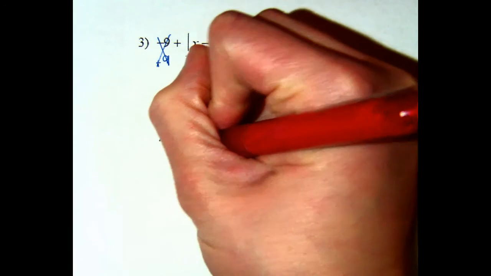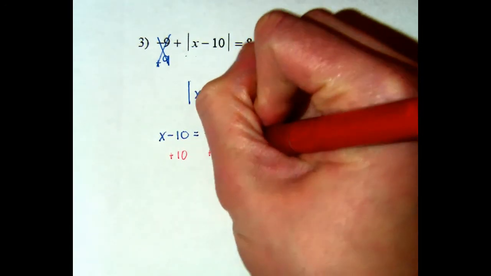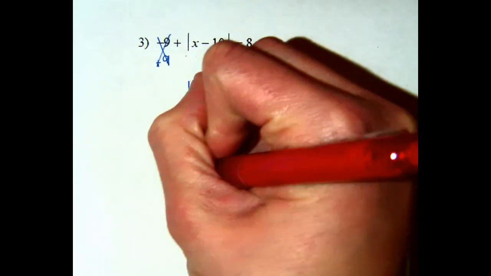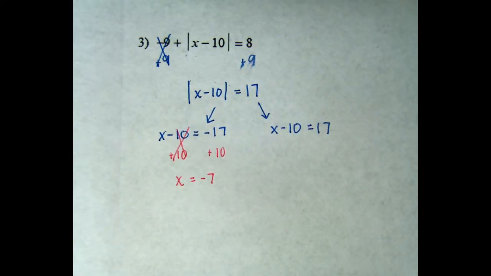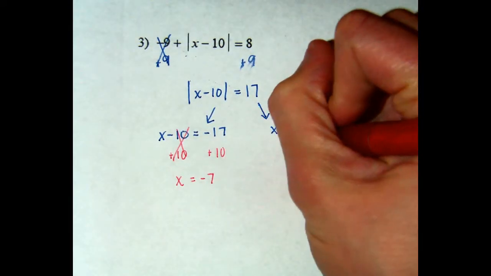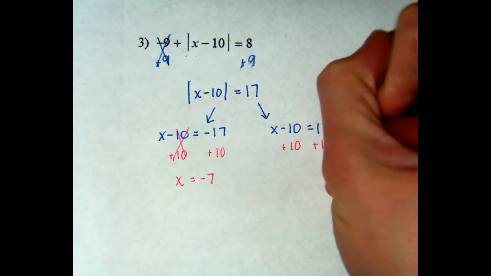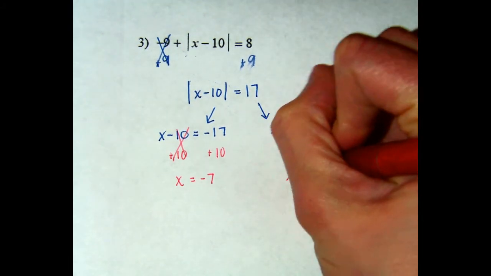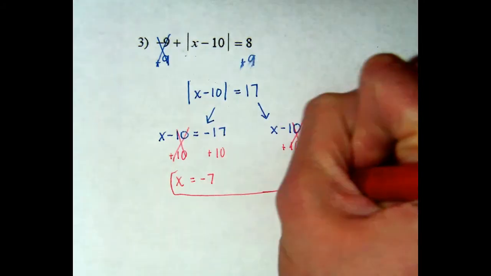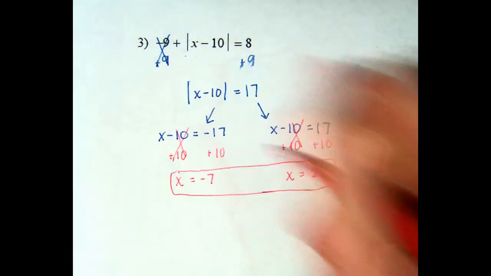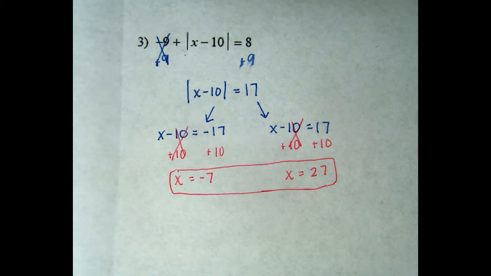So add 10, and it goes away. So x equals negative 7. It's one of the answers. Add 10, and it goes away. x equals 27. I have two answers, but they are both possibilities for that equation.